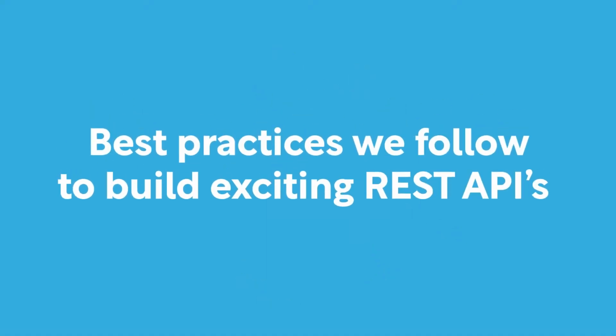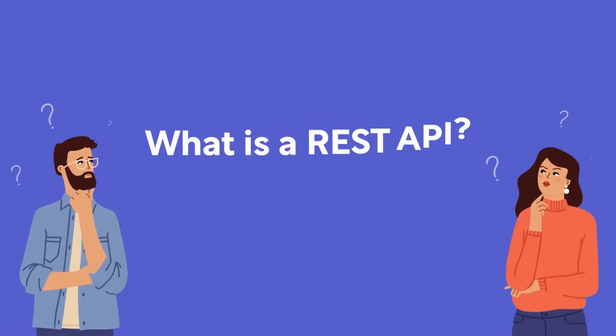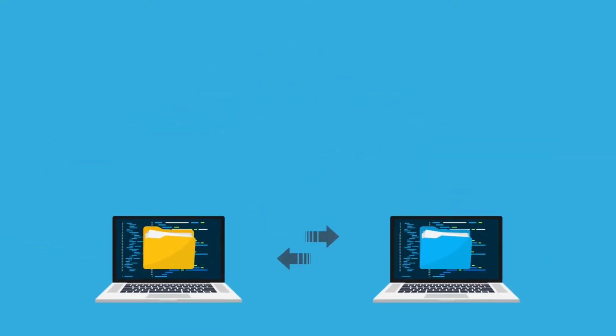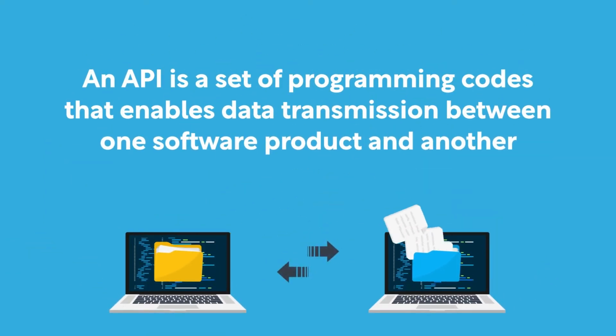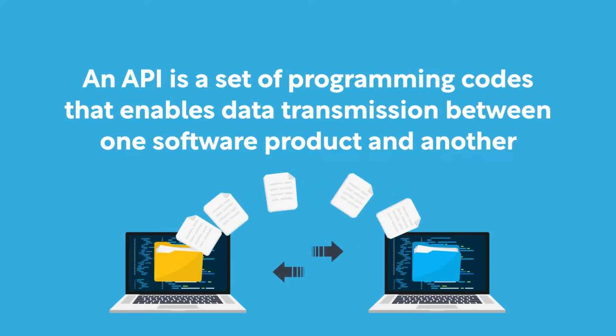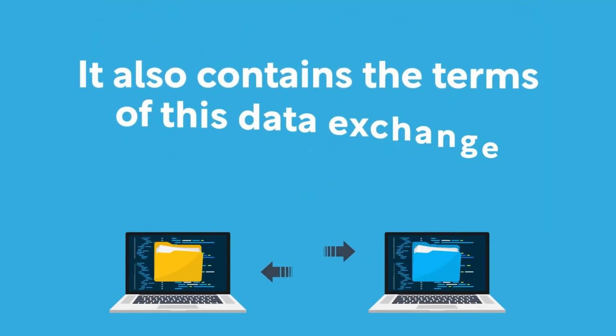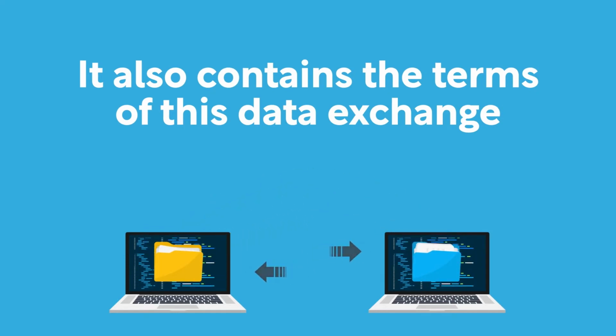Best practices we follow to build exciting REST APIs. What is a REST API? An API is a set of programming codes that enables data transmission between one software product and another. It also contains the terms of this data exchange. REST stands for Representational State Transfer.